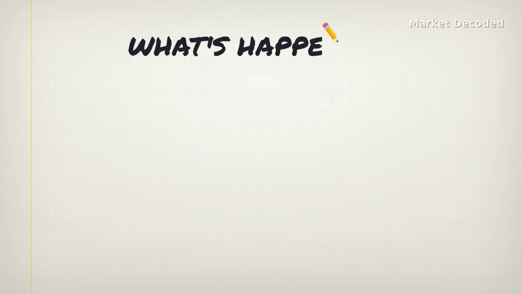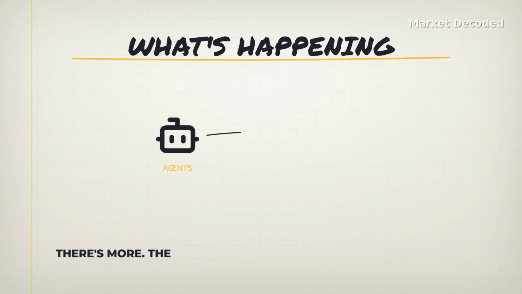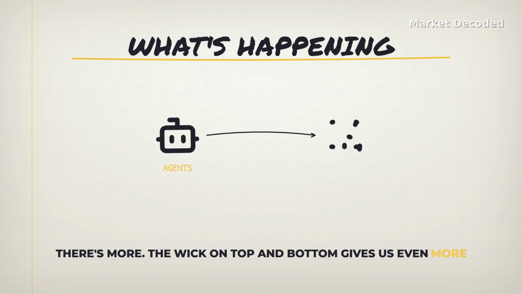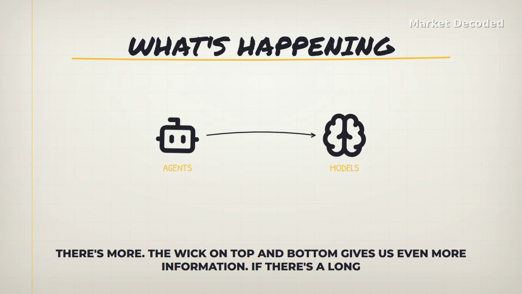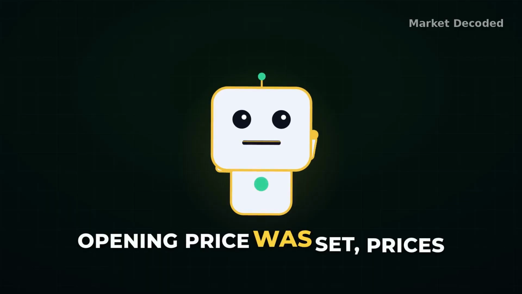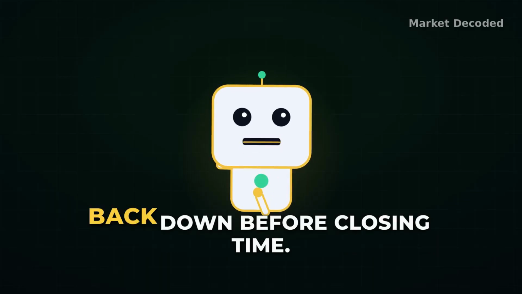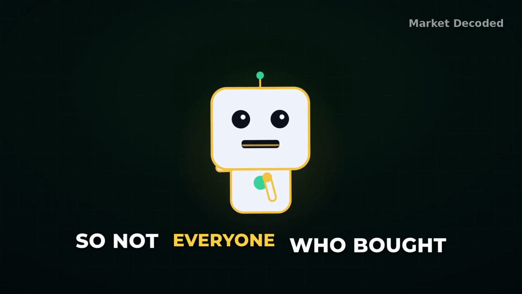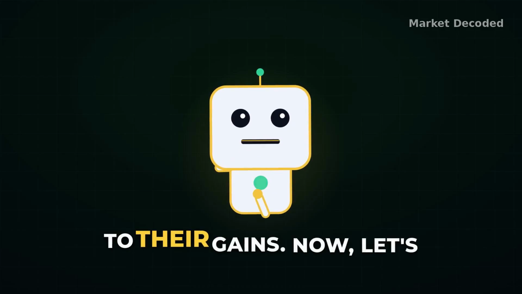But wait, there's more. The wick on top and bottom gives us even more information. If there's a long upper wick like this, it tells us that after the opening price was set, prices shot up but then came back down before closing time. So not everyone who bought at the start held onto their gains.